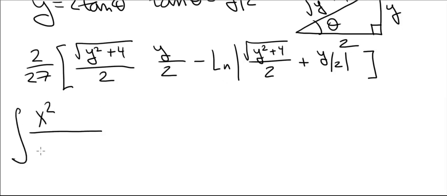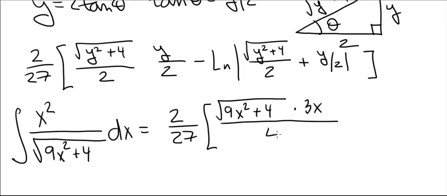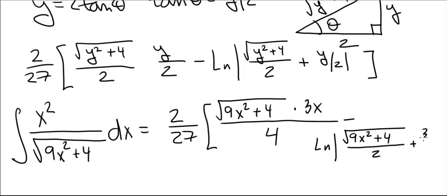X squared divided by the square root of 9x squared plus 4 is now solved. It is 2 over 27 times, now remember y is 3x, so this is the square root of 9x squared plus 4 times 3x divided by 4 minus natural log of absolute value, the square root of 9x squared plus 4 divided by 2 plus 3x divided by 2, and then we can add a constant of integration out here at the very end.